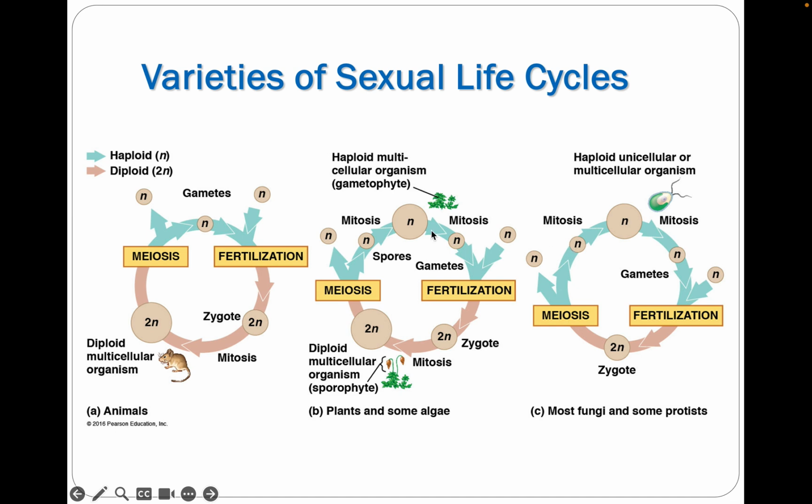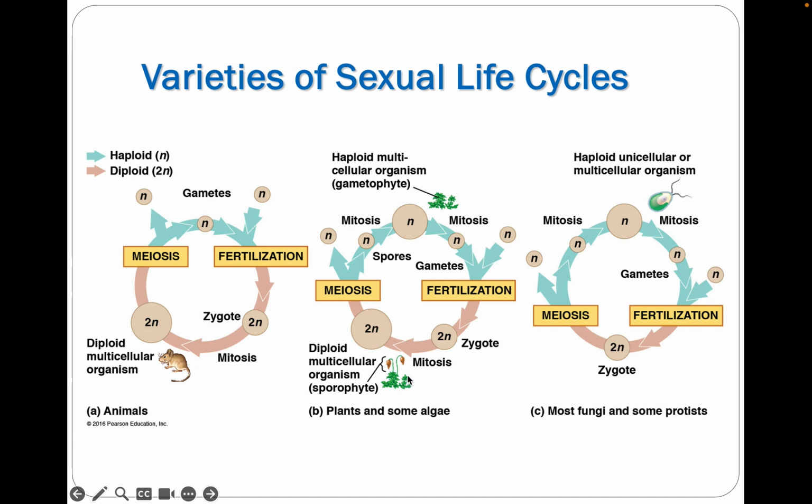There are varieties of sexual life cycles. So here we see animals where we have haploid gametes that come together, right? Two haploid gametes are fertilized to produce a diploid zygote, which undergoes mitosis to develop into a diploid multicellular organism, which does meiosis of its own to produce gametes. It finds a mate, those gametes unite and fertilize to create a new offspring. And so the cycle continues.